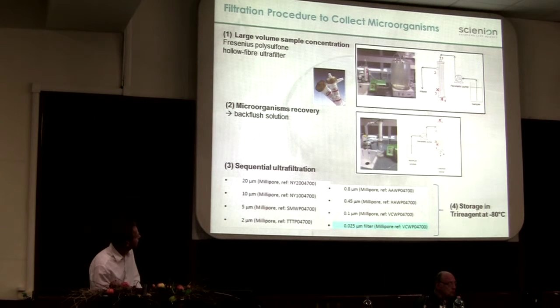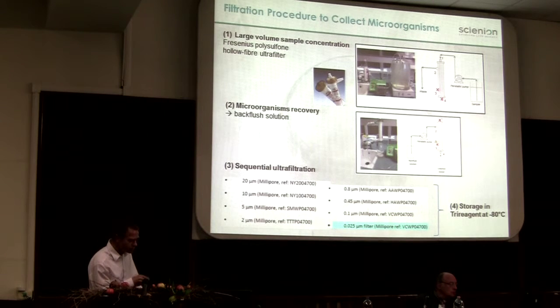And so then the next step was, so samples have been collected, 50 liters of each field sample. And then the next challenge was how to get out all the microorganisms. So we have applied a large volume sample concentration filtration procedure, where you get a kind of enrichment of the microorganisms. And then this is step 1. And then step 2 was the microorganism recovery from a so-called backflush solution.